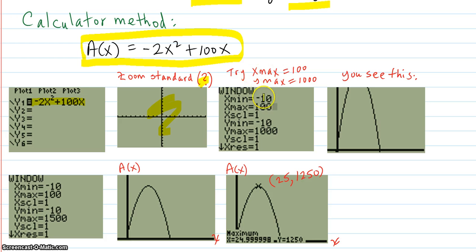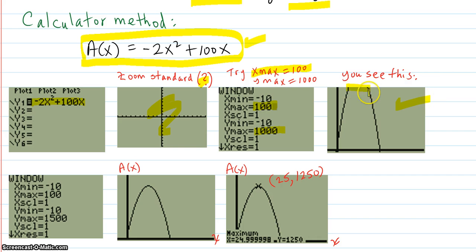So we suggest cranking the x max up to 100. Why? Because there's only 100 yards of fencing available, so x tops out at being 100. And when you put 100 into this equation, you're getting pretty large numbers over here. So just start with 1,000, then you can crank it up to 5,000, 10,000. But start at 1,000 and you see this.